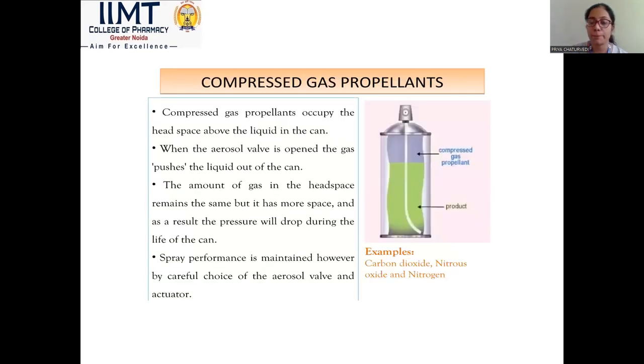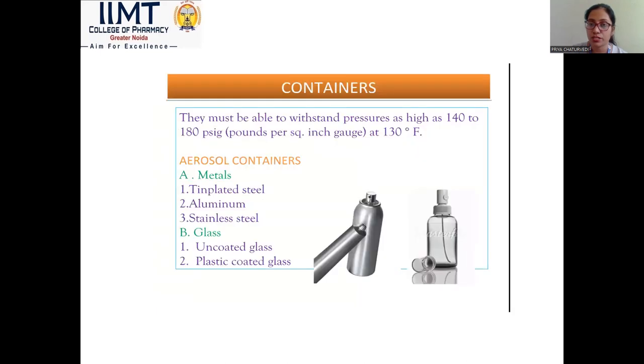Now coming to the next, compressed gas propellant. What are they? They occupy the head space above the liquid in the can, as you can see in the figure also. When the aerosol valve is opened, the gas pushes the liquid out of the can. The amount of gas in the head space remains the same, but it has more space, and as a result, the pressure will drop during the life of the can. The spray performance is maintained, however, by careful choice of the aerosol valve and the actuator used. Examples are CO2, nitrous oxide, nitrogen, etc.